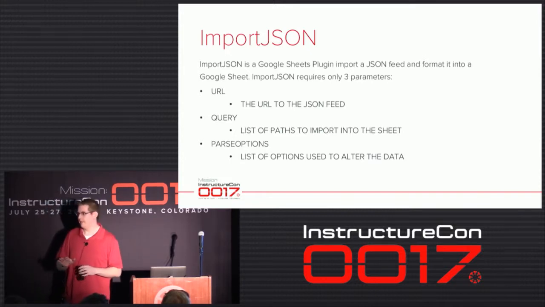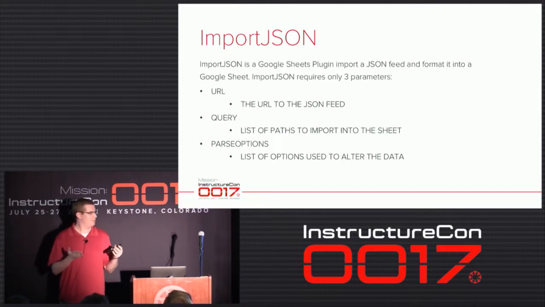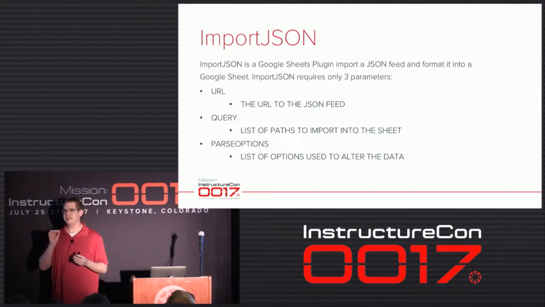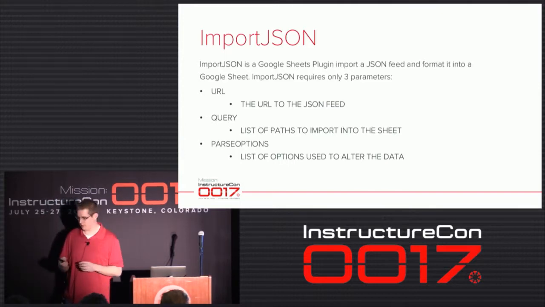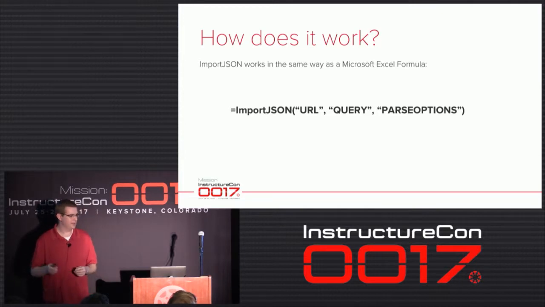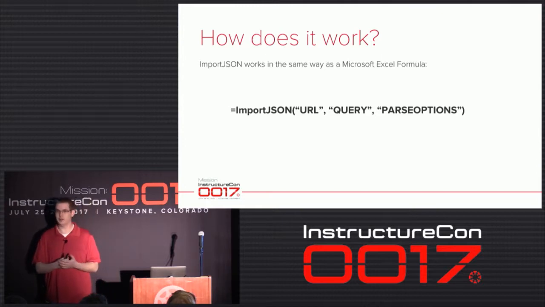No coding. So first off, how many people have done an equation in Microsoft Excel where you do equals, your function, parentheses, information needed, close? Pretty simple, right? Works the exact same way. So you don't have to program anything, you're just making a formula. So the first thing is that's what the formula is going to look like. It's going to be import JSON, and then we're going to have the URL, the query, and then the parse options.